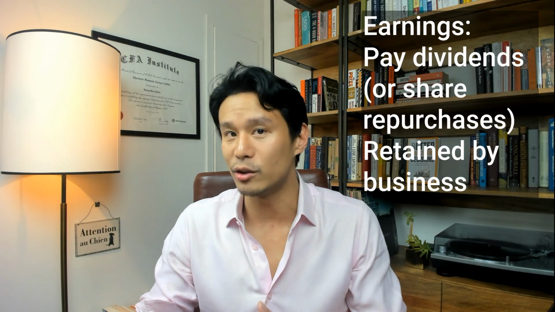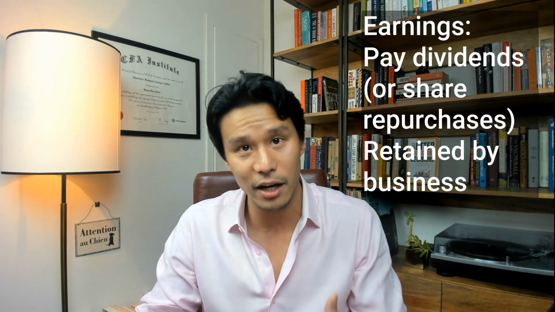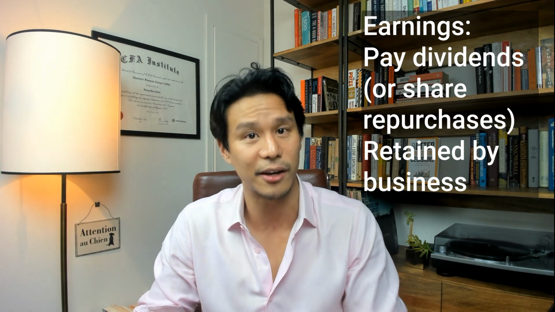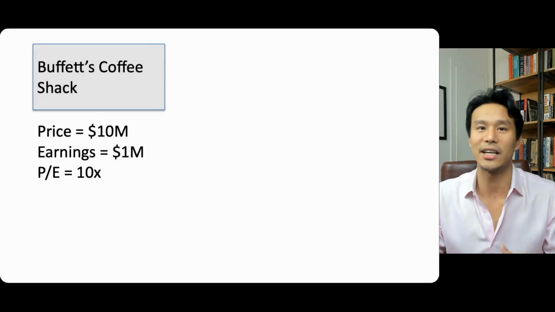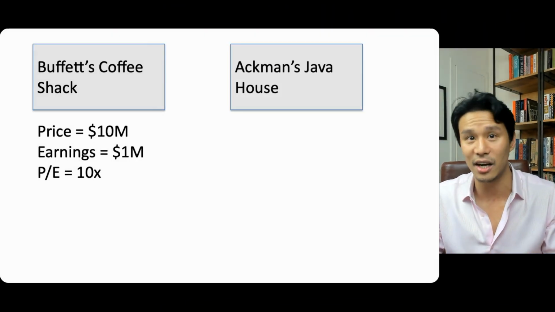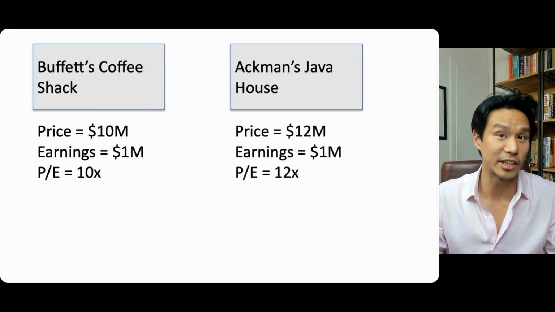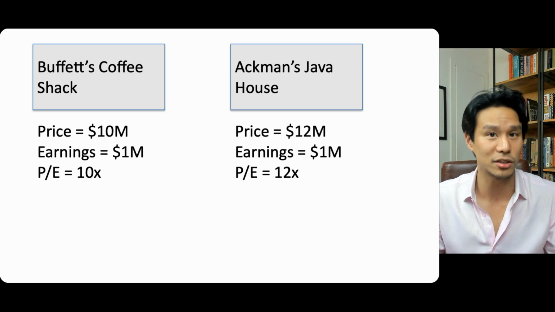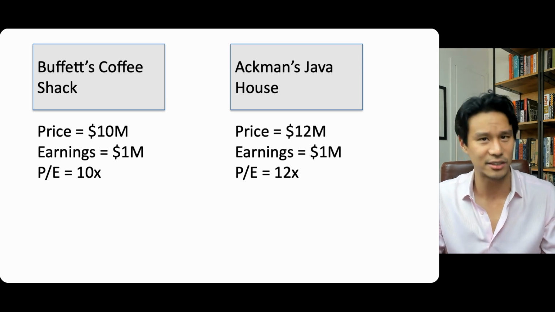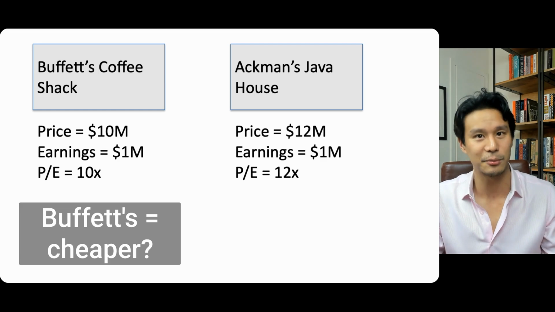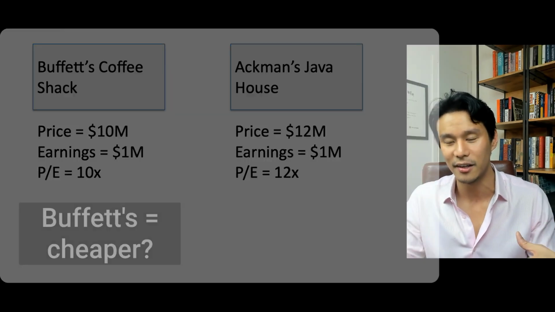We typically use earnings because that's how shareholders can get paid. Earnings can be used to pay dividends, or it can be retained by the business, which increases the stock's value. So the PE helps us to compare the price of different businesses. So down the street, say there is a competitor, call it Ackman's Java House. That's selling for a $12 million price versus $1 million in earnings. So it's a 12 times PE multiple. So Buffett's Coffee Shack, which is 10 times PE, is cheaper than Ackman's Java House, which is 12 times PE, right? Well, not so fast.